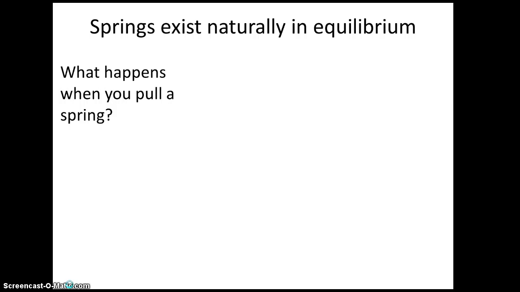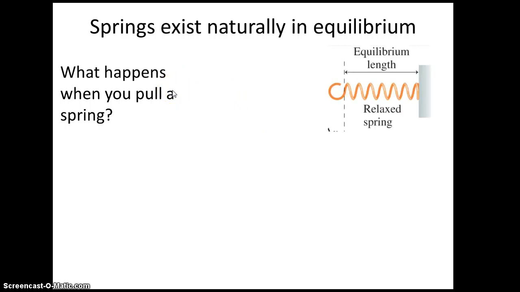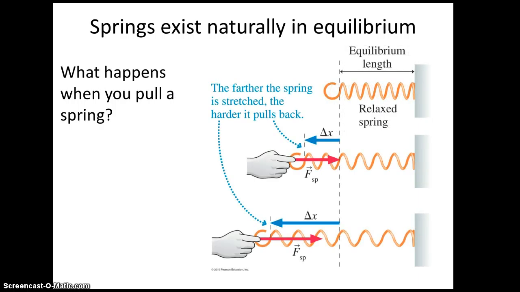So far we've talked about torque in equilibrium, and so I've got a question for you: what happens when you pull a spring? Well, the answer is you stretch out the spring, you increase its length, but the spring also pulls back on you with a force that is equal and opposite to the force with which you pull. We call this the force of a spring, or the restoring force. So if I compress a spring, it's going to push back and try to go to equilibrium.